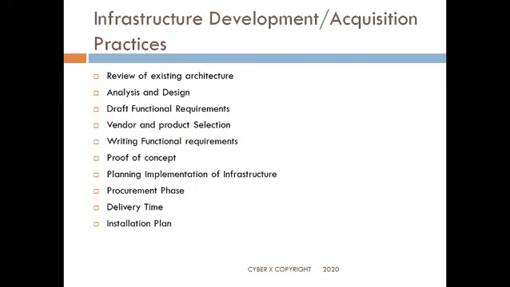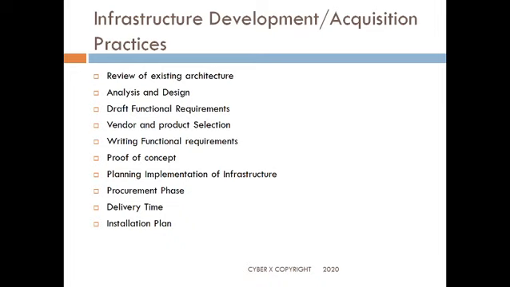Now, over and above this, you would have infrastructure development or acquisition practices. What are those? If an infrastructure has to be developed or acquired, what are the practices involved there? First, it would start with reviewing the existing architecture. What is the existing architecture? What is the analysis and the design part of it? Then the drafting of the functional requirements would come in. Post that is done, the vendor and product selection would happen.